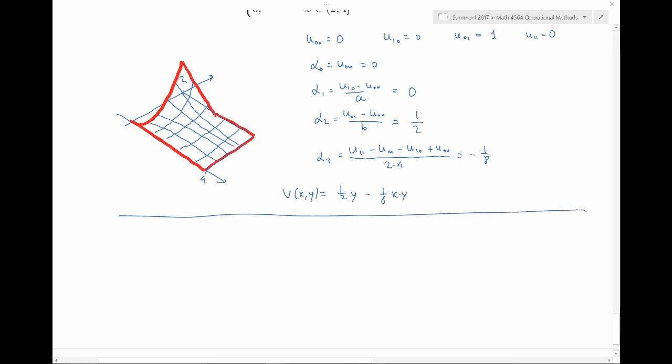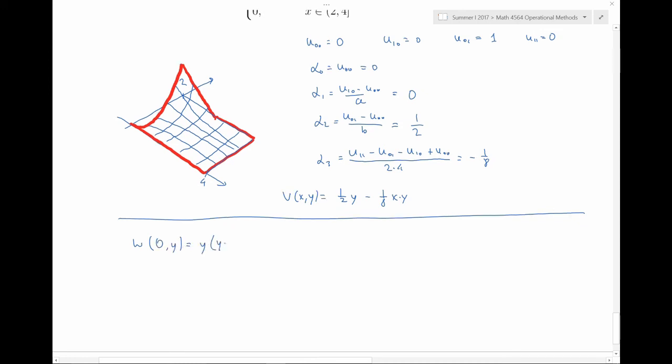I will only have two non-zero boundary conditions for the function w. I will have that w at x equals 0 will be the function that I have, y times y minus 3/2, and I will have to subtract my v at 0y, so it's just minus 1/2 y. W at the end, x equals 4, should be 0, minus v at 4y, but at 4y, my v is always 0.